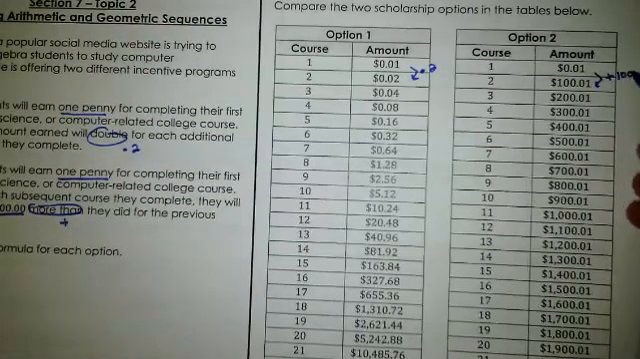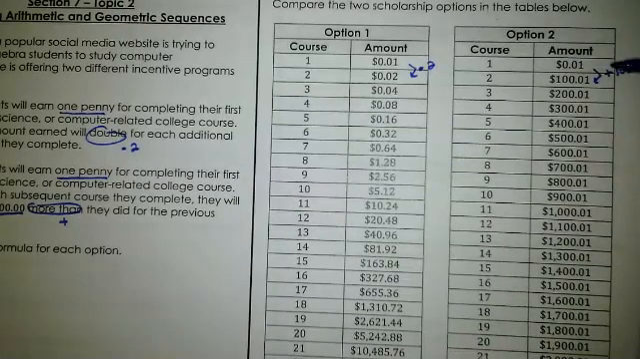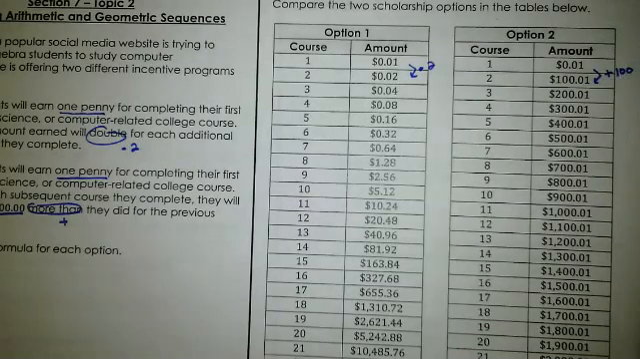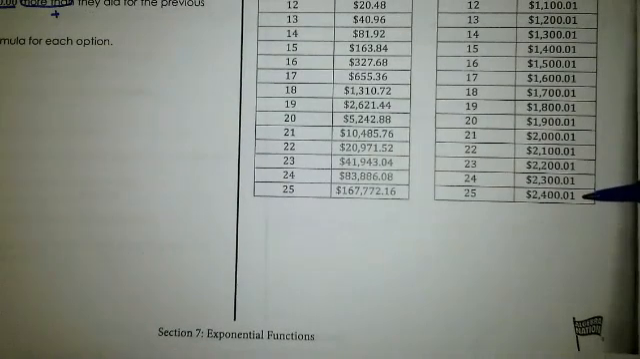Compared with option 2, where they start with a penny and every time they complete 1 course, they get $100 more. So we're adding 100 each time. So 2 courses, they'll get $100.01. 3 courses, they'll get $200.01. 4 courses, they'll get $300.01. All the way down to 25 courses, they'll get $2,400.01.